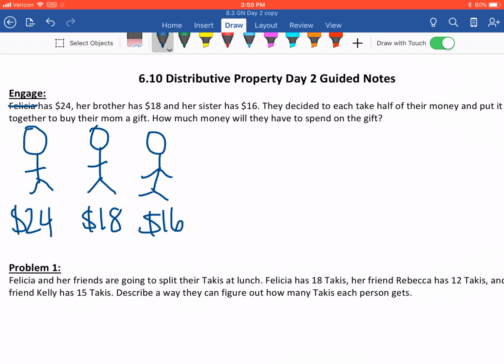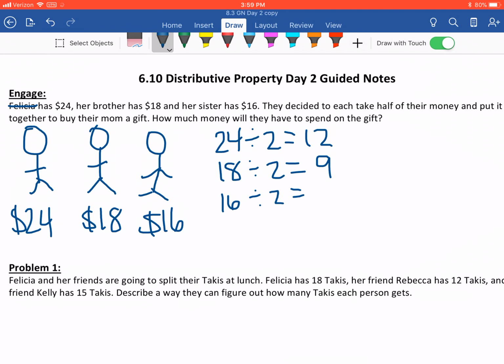So the way that I would solve this is I would take each of their amounts and divide them by 2. So if Juan's got $24, when he divides that by 2, he's going to be giving $12. Juan's brother has a little bit less money, so when you divide it by 2, he's only going to be donating 9. And the sister has 16, so when you divide that one by half, that gives us 8. Now we can take all of their little halves and put them together. So 12 plus 9 plus 8 would give us $29.